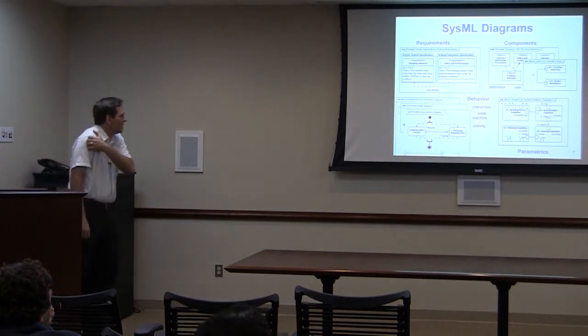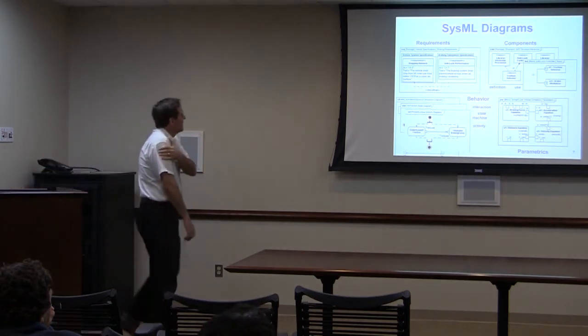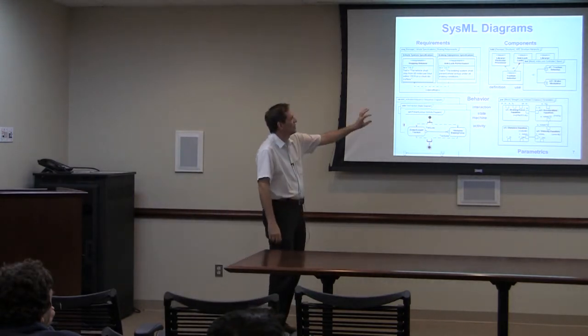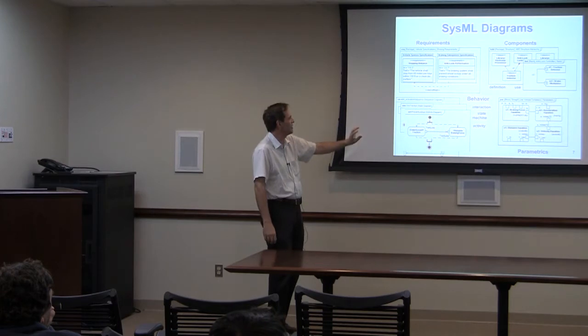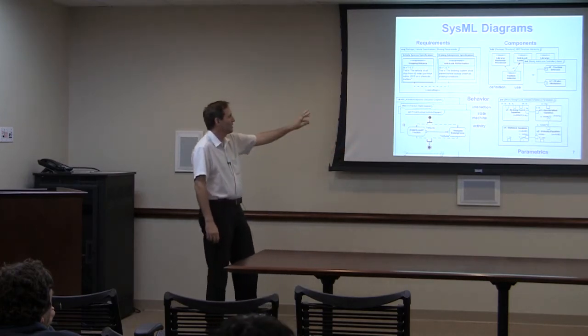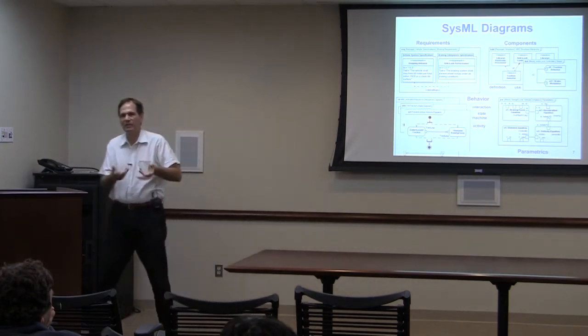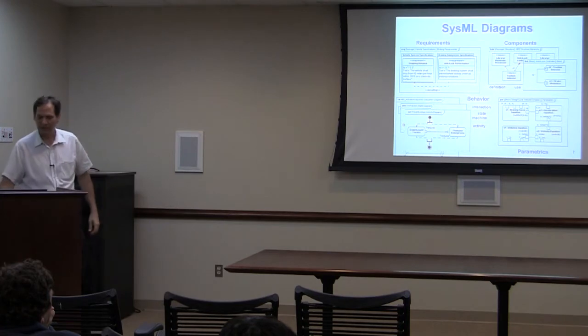And I don't know how much we have to introduce this. You might have seen this. They have diagrams specifically for requirements, for the components of the system and how they're related. Also how they behave. There's 3 kinds of behavior models. And also parametrics, which are basically the way that you express equations and constraints on it.